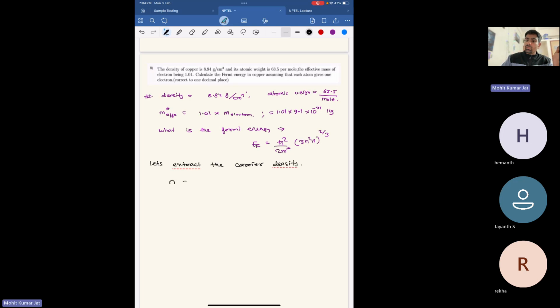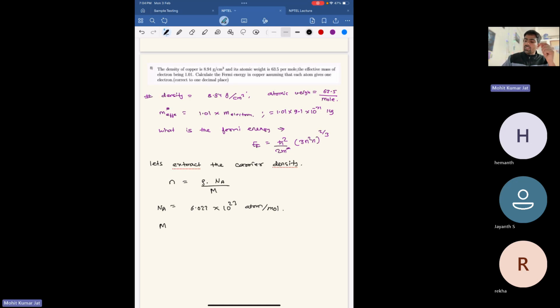Density N will be what? Rho, that is the density of copper, times the Avogadro number divided by the molecular mass. And that's how we calculate. We know the Avogadro number, Na, from our school books: it is 6.02 times 10 power 23 atoms per mole. It tells you that in 1 mole of a given system, these many atoms will be there. That's the Avogadro number, right?